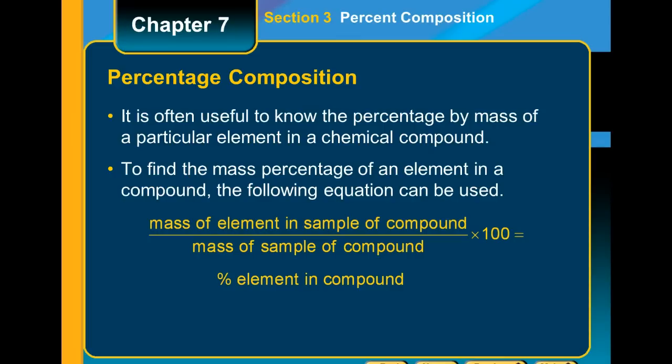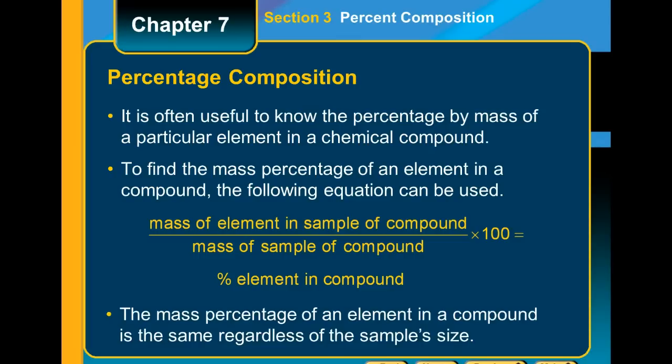And it's kind of like finding a grade. You take the points that you've earned divided by the total points times 100, and that tells you what percentage of those points you got. A 60% would be 60 parts out of 100 parts, no matter where you are.